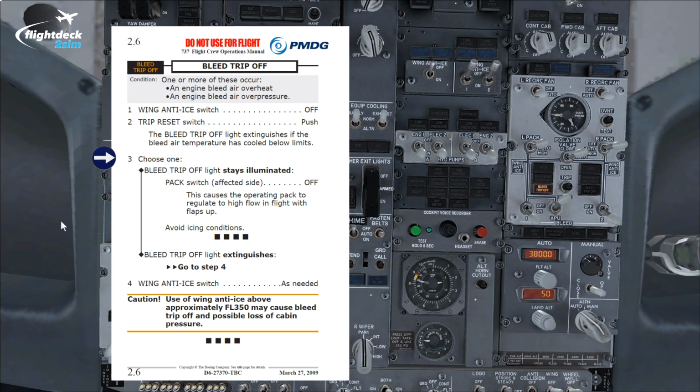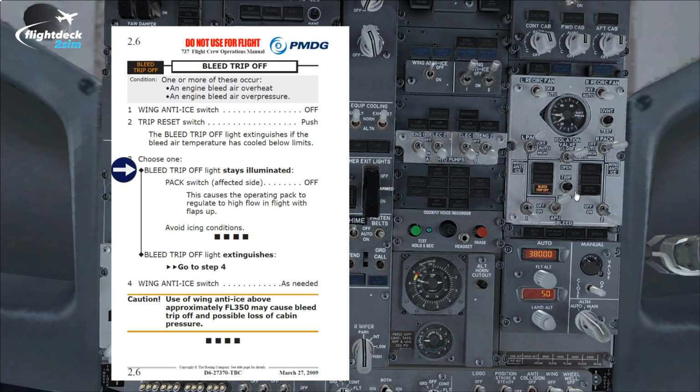So you see you have here that line, you must choose an option, and obviously the bleed trip off light stays illuminated. So let's read that step. Pack switch left side, because that's the one that's affected, off. This causes the operating pack to regulate to high flow in flight with flaps up and to avoid icing conditions.